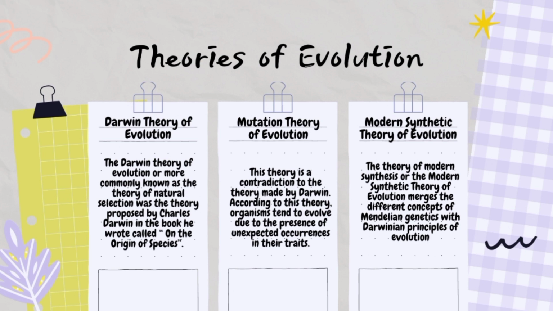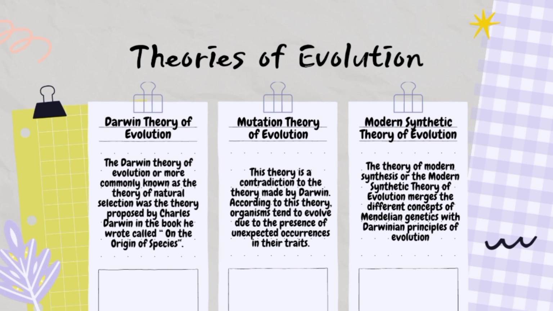The second theory of evolution that we have here is the mutation theory of evolution. The mutation theory of evolution is basically a contradiction to the theory made by Darwin. According to this theory, organisms tend to evolve due to the presence of unexpected occurrences in their traits.